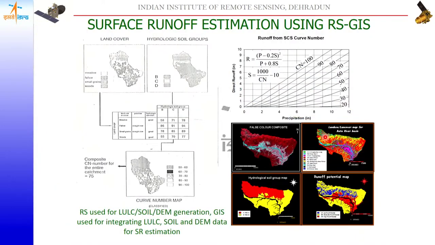Then for the surface runoff, one of the oldest methods is known as the curve number method, or the SCS curve number, now known as the NRCS curve number method, where we combine the land use and soil to give you the hydrological soil group. And this hydrological soil group is again a function of the curve number. The higher the curve number, the more the runoff, and runoff is calculated using this empirical equation.